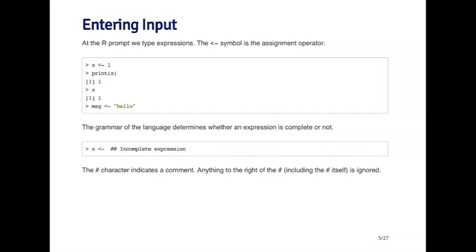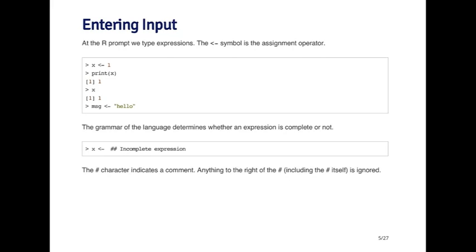So once we start typing things into the R prompt, then we're going to start coding and doing calculations. The things that we type into the R prompt are called expressions. For example, the symbol which looks like a left-hand arrow, and is actually the less than symbol followed by a hyphen, is what's called the assignment operator. The assignment operator is what assigns a value to a symbol.